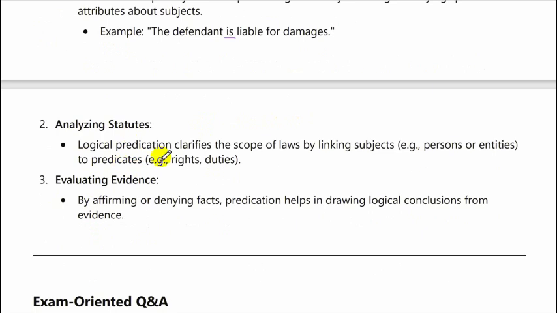Analyzing statutes: logical predication clarifies the scope of laws by linking subjects, for example persons or entities, to their predicates, that is, rights and duties. Evaluating evidence: by affirming or denying facts, predication helps in drawing logical conclusions from evidence.